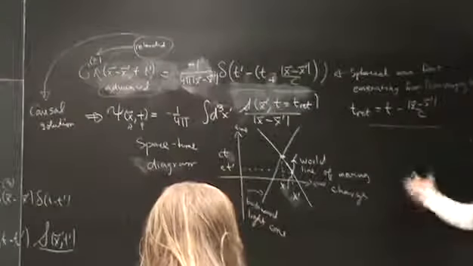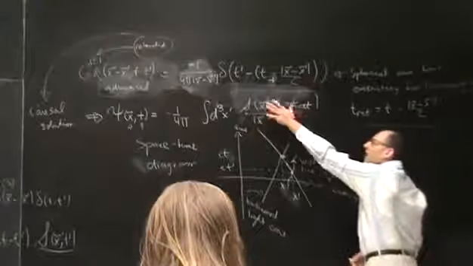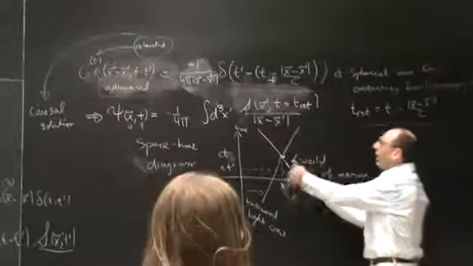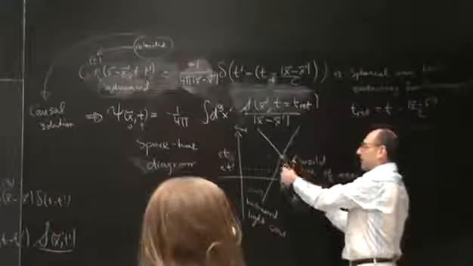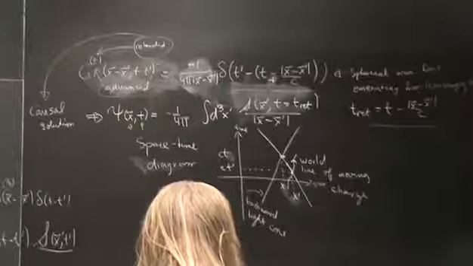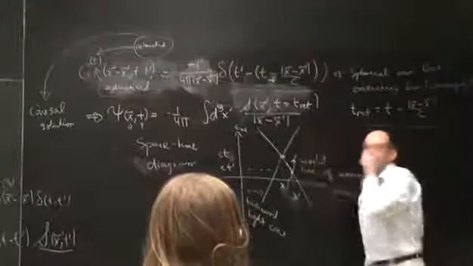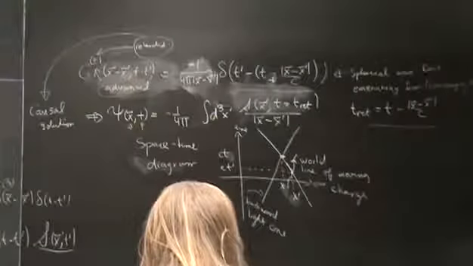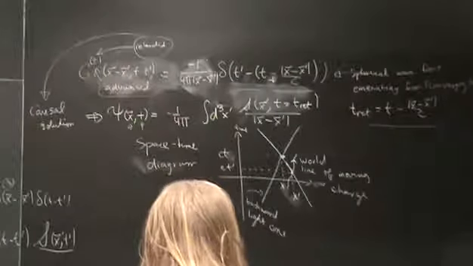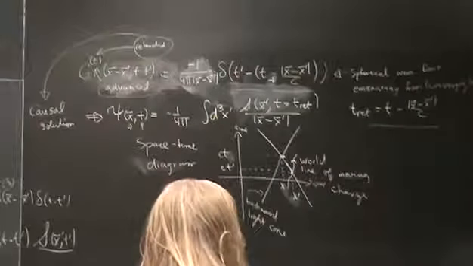And so the total signal that I will see will be a weighting of the sources over all the world lines that cross my backward light cone, added up appropriately with the 1 over distance scaling that's related to the spherical wave. All right? It's a nice picture.